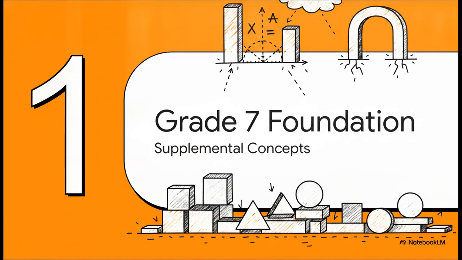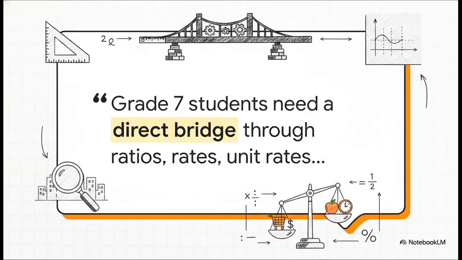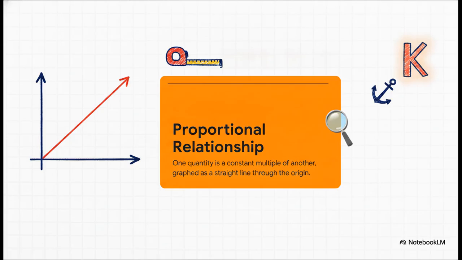Section 1. The Grade 7 Foundation. Okay, so while accelerated tracks might be really tempted to just rush straight into things like linear functions and scale drawings, the source material emphasizes that we actually can't do that. Grade 7 students desperately need a direct bridge first. And this bridge? It's built entirely out of ratios, rates, unit rates, and percentages. It's really about setting up those core learning goals, grounding the math in the real world before we start throwing complex algebra at them. And the absolute cornerstone of this whole Grade 7 foundation is the proportional relationship.